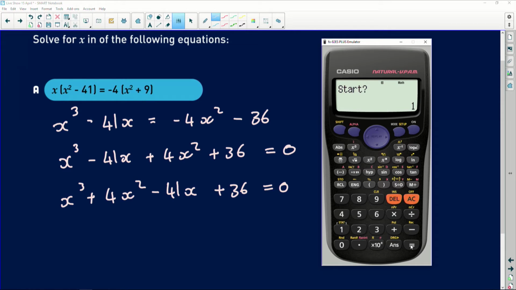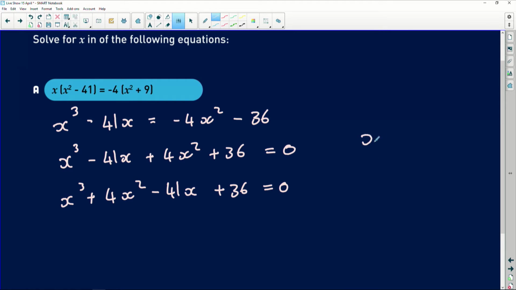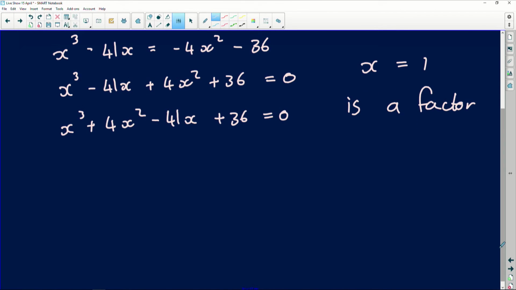We're going to start by 1 and we're going to end by 5, and hopefully within that range we're going to find a factor. Look at this. So we have a factor straight away. We have that x equals 1 is a factor. So x equal to 1 is a factor. Great stuff. So straight away, I want to use synthetic division because we've just learned about synthetic division.